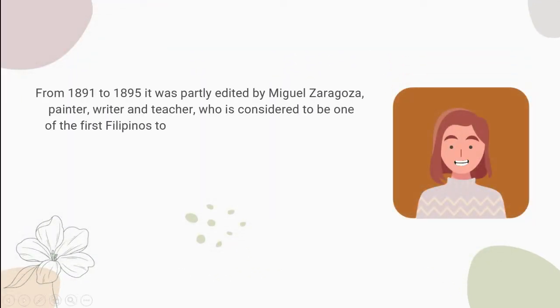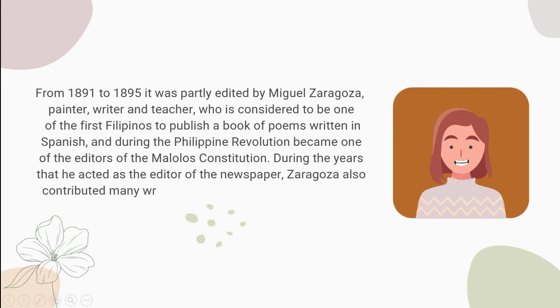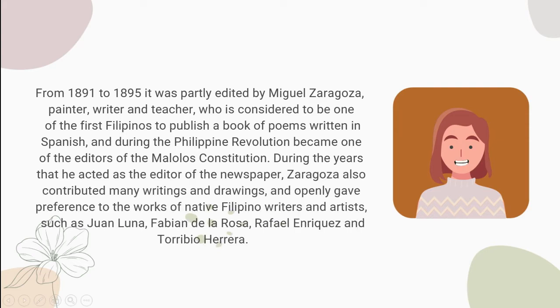From 1891 to 1895, it was partly edited by Miguel Zaragoza, painter, writer, and teacher, who is considered to be one of the first Filipinos to publish a book of poems written in Spanish, and during the Philippine Revolution became one of the editors of the Malolos Constitution. During the years that he acted as the editor of the newspaper, Zaragoza also contributed many writings and drawings, and openly gave preference to the works of native Filipino writers and artists, such as Juan Luna, Fabian de la Rosa, Rafael Enriquez, and Toribio Herrera.